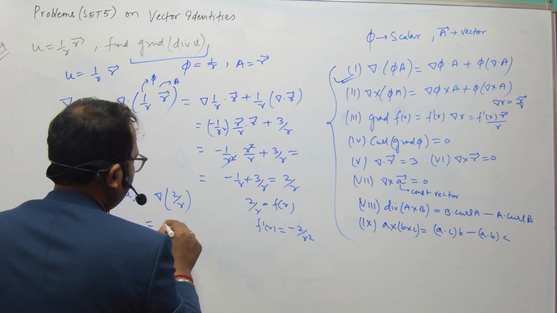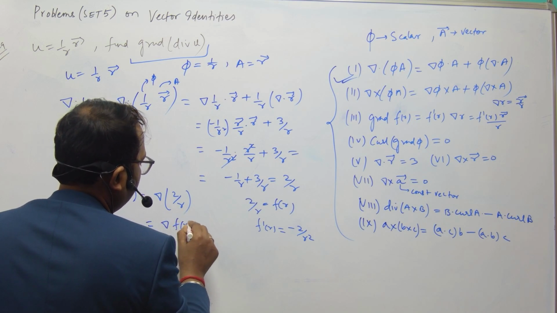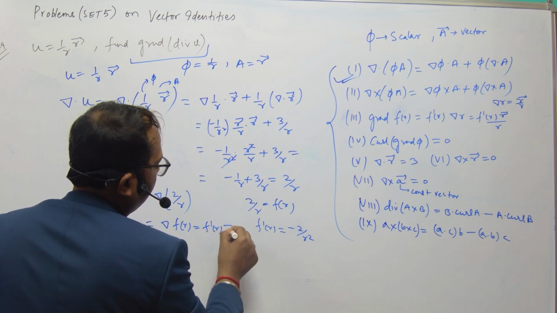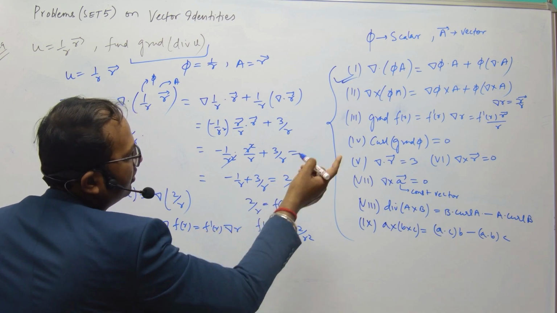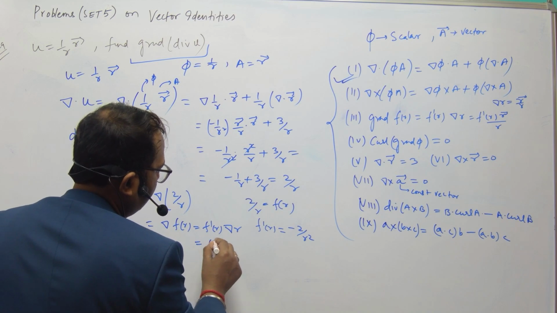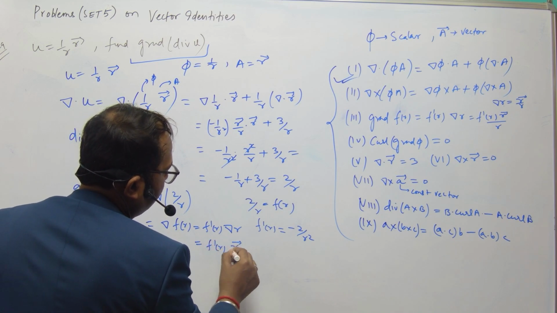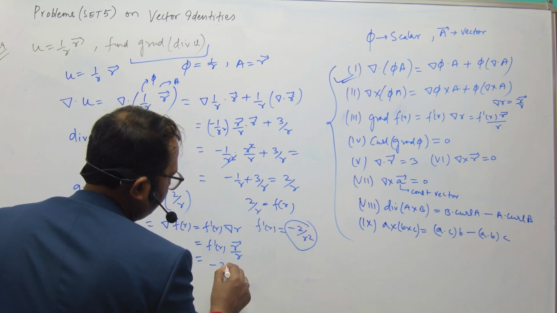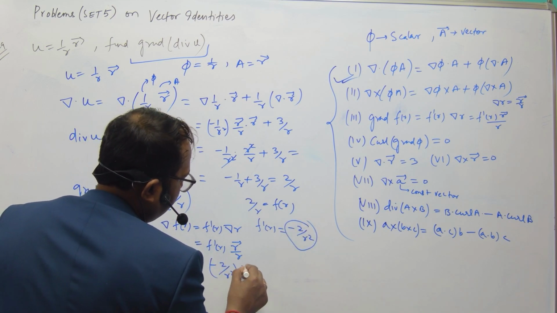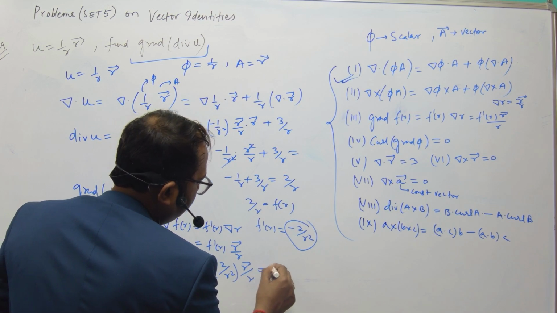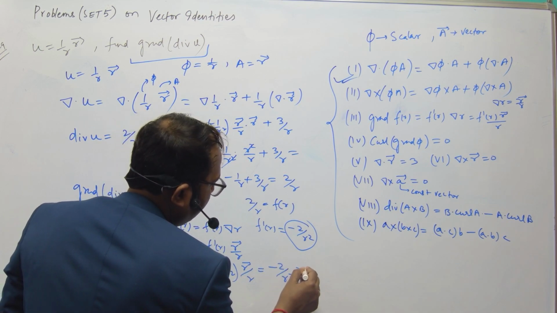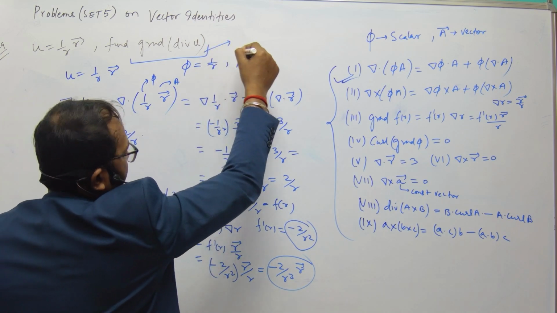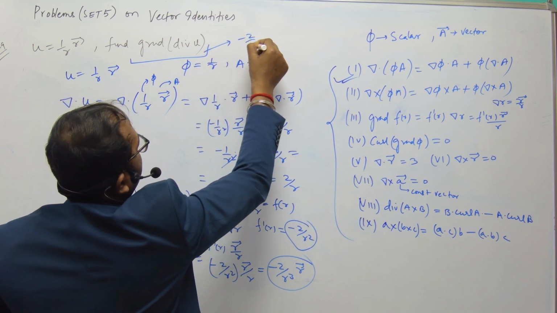Just take 2 upon r. So gradient of f of r is equal to f dash r into del of r, and del of r is r vector upon r. This is equal to f dash r into r vector upon r. F dash r is minus 2 upon r square. So minus 2 upon r square into r vector upon r equals minus 2 upon r cube into r vector. This is the result. So the gradient of divergence of u is given by minus 2 upon r cube r vector.